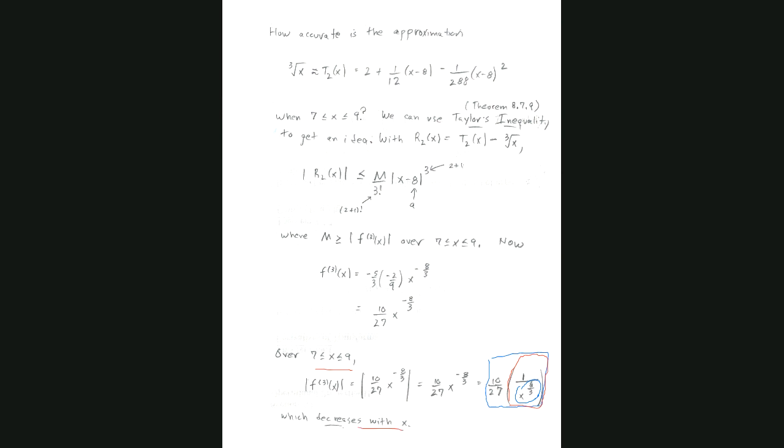So now what would the value of m be? We have to put in a value for x, some number from 7 to 9. If the third derivative decreases with x, think of a little picture here. You have a decreasing function. It's obviously not drawn to scale. 7 to 9.